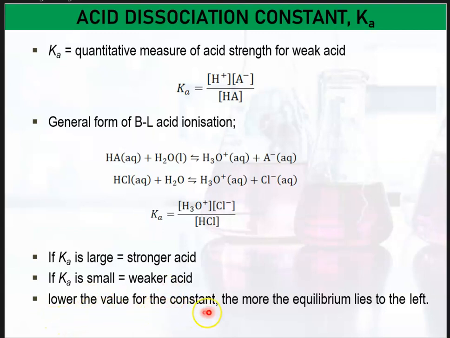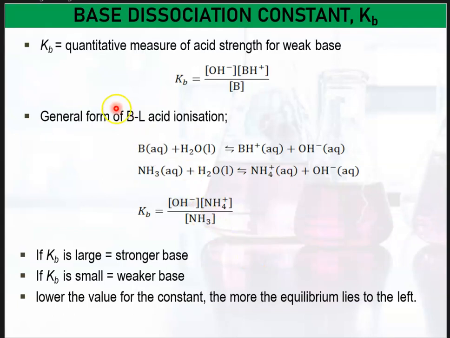The lower the value for the constant, the more the equilibrium lies to the left, meaning it lies to the reactant side. It means that it does not dissociate much. If let's say you put 1 mole, maybe only 0.01 mole dissociates, and the rest, 0.99, is still undissociated. This is very important for determination of pH for weak acid. Okay.